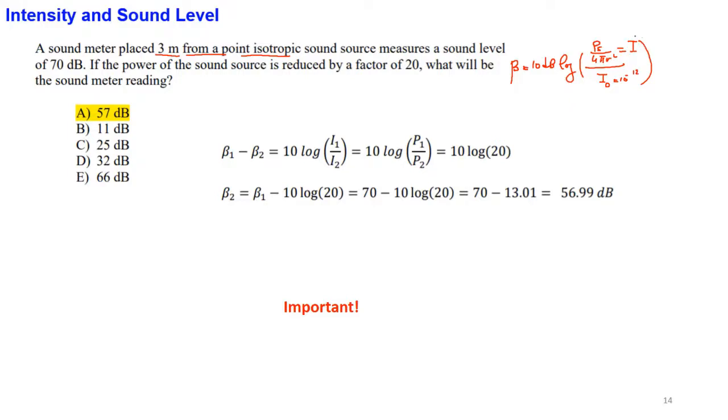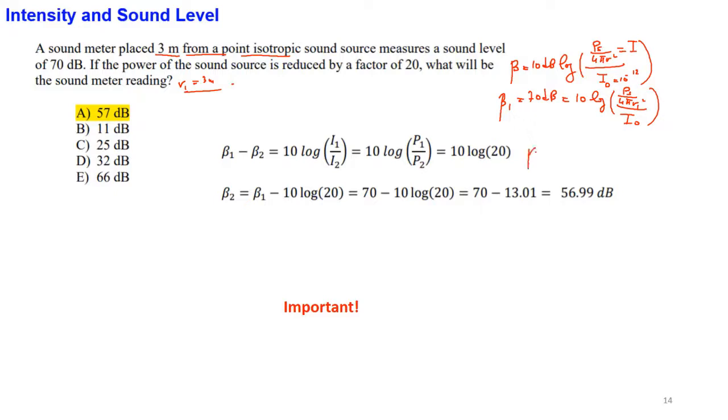Okay, and sometimes this intensity is just half rho v omega square sm square. So you have to know how to navigate between these things. Now beta 1, which is 70 decibel, is 10 log of the intensity, basically the power of the source, divided by 4 pi r1 square. By the way, r1 here is 3 meters, divided by I naught. This is beta 1.